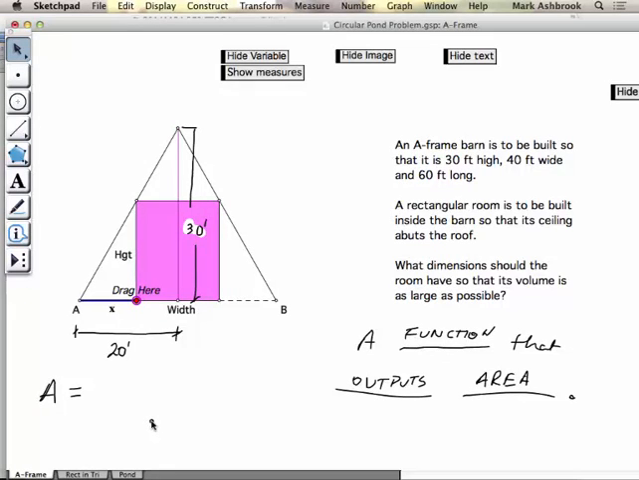So let's just start with the general structure of our area formula. What will it be? So general structure. It's a rectangle. Length times width. Okay? What's most convenient in this problem is to make our input variable not actually the length or the width, but this dimension here. The dimension from the corner out to the corner of the A-frame. So A in terms of x. All right, so we need to get the length in terms of x and the width in terms of x.